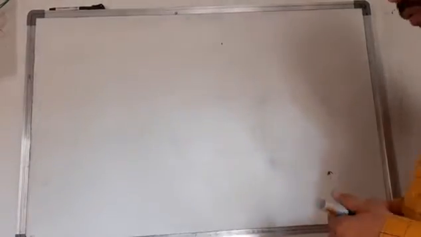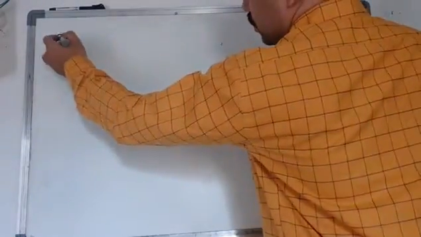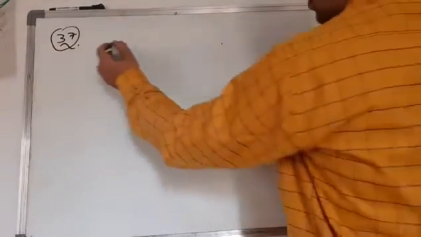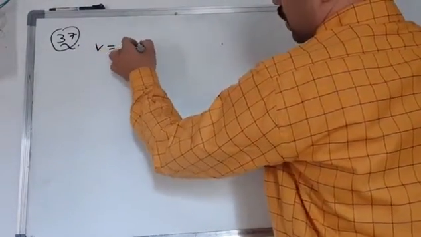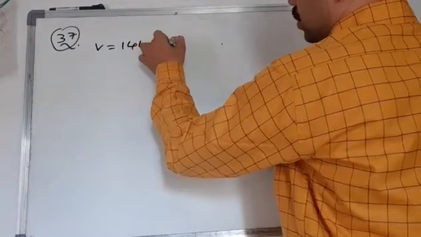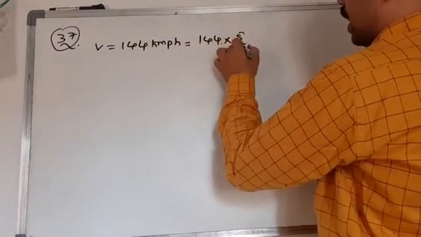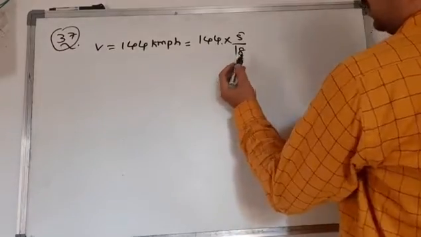Next, 37th question. In the 37th question, what is given? V is equal to 144 km per hour. V is equal to 144 kmph. So this is equal to 144 into 5 by 18. So what do we get here?